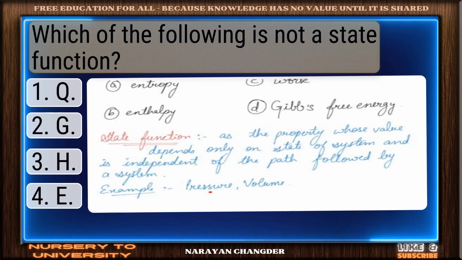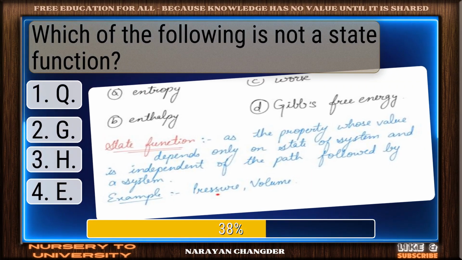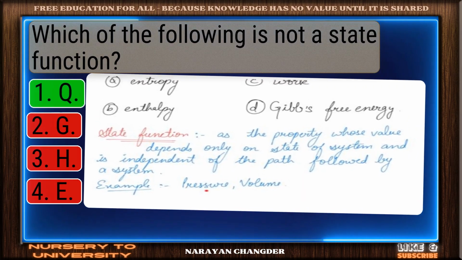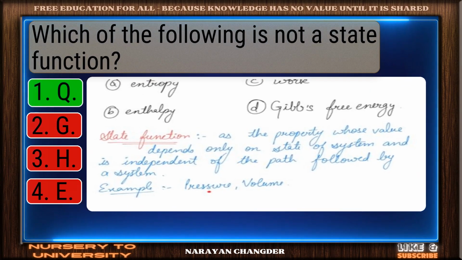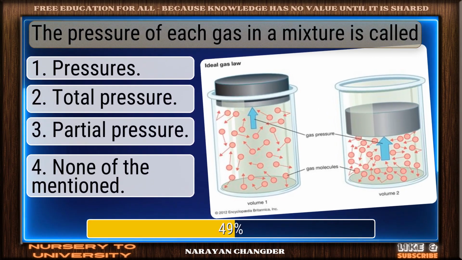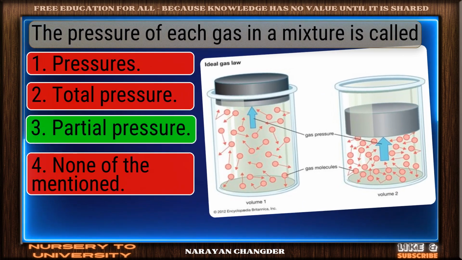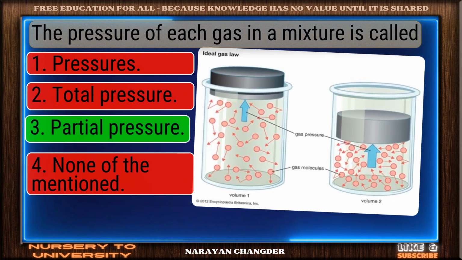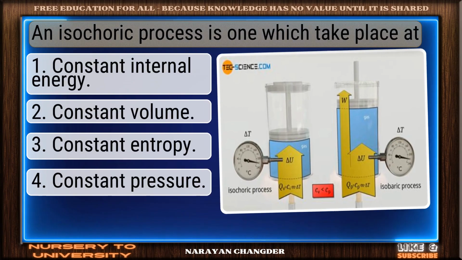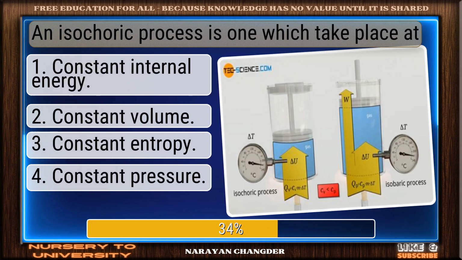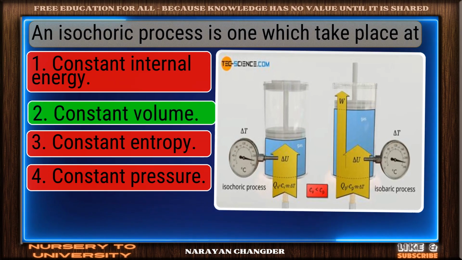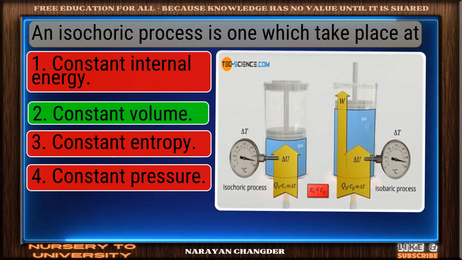Which of the following is not a state function? Correct response. Q is the most accurate answer. The pressure of each gas in a mixture is called. Strong choice. Partial pressure is the right answer. An isochoric process is one which takes place at. Good thinking. Constant volume is the right answer.